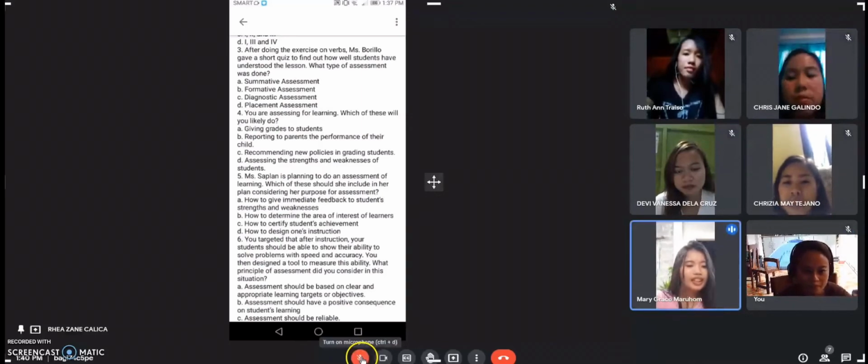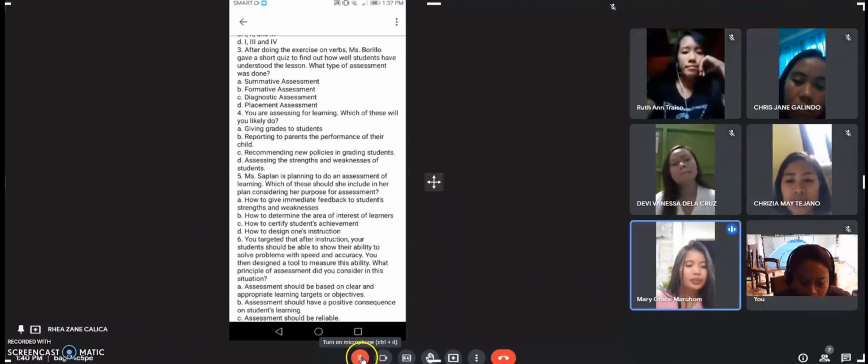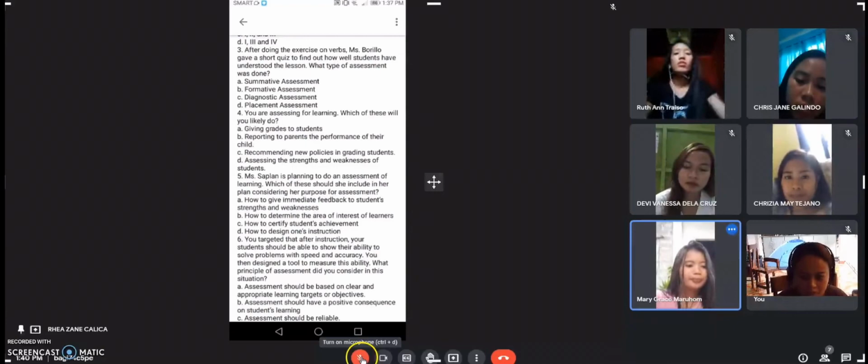For me, akong answer kay letter C. How to certify student achievement. Because to certify student achievement, you should identify the student levels of knowledge, skills, and understanding, and also build up a clear picture of the student and his strengths and the rest.